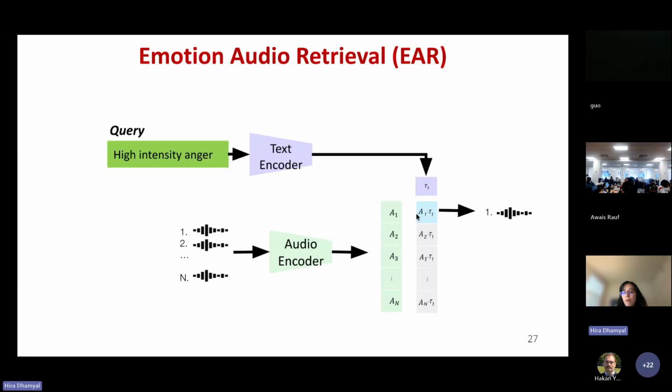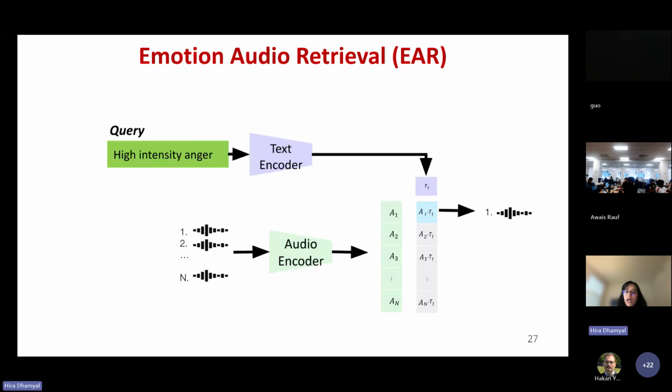So basically our idea here is, the output audio of the model, is that really what the user asked for? Is that really high intensity anger? So that's how we measure the effectiveness of the trained model.